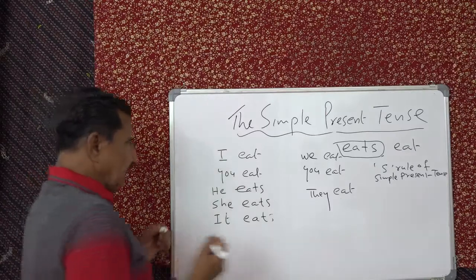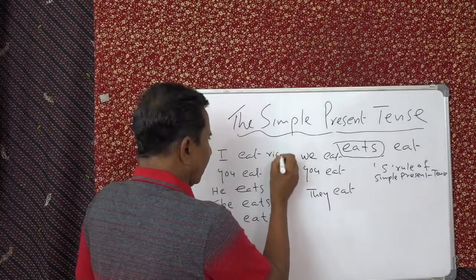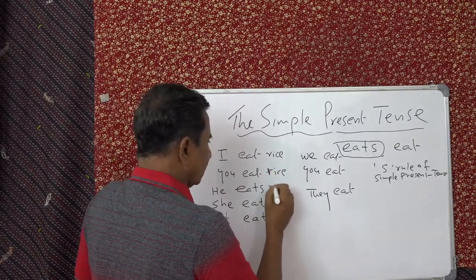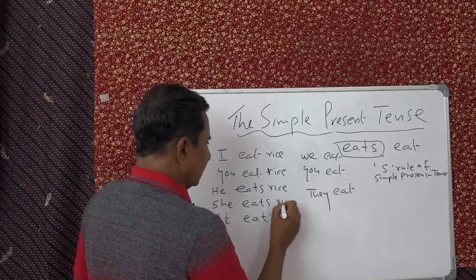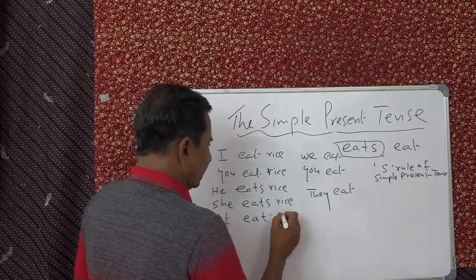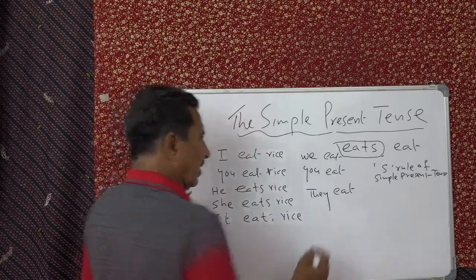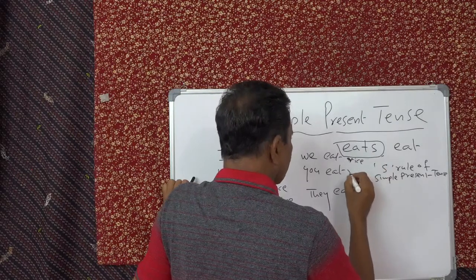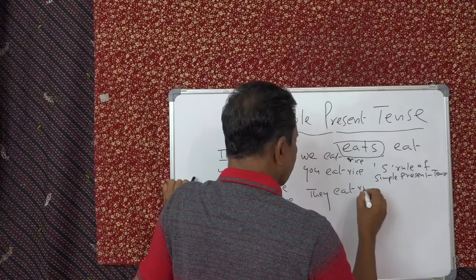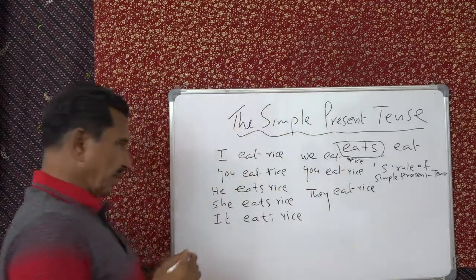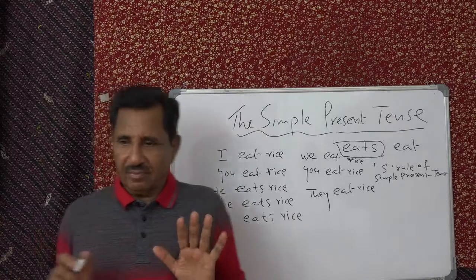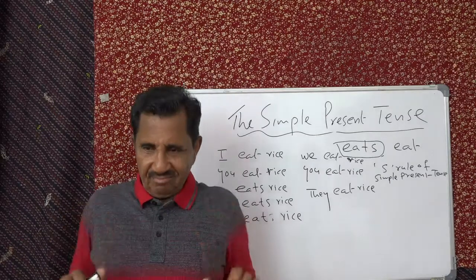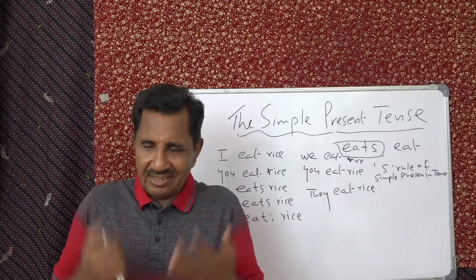Now, to make it a sentence, you will say, I eat rice. You eat rice. He eats rice. She eats rice. It eats rice. Dog also can eat rice now. We eat rice. You eat rice. They eat rice. Isn't it? Okay. Now this is positive. What is positive? It means a yes situation. So they are eating. You can see eat.